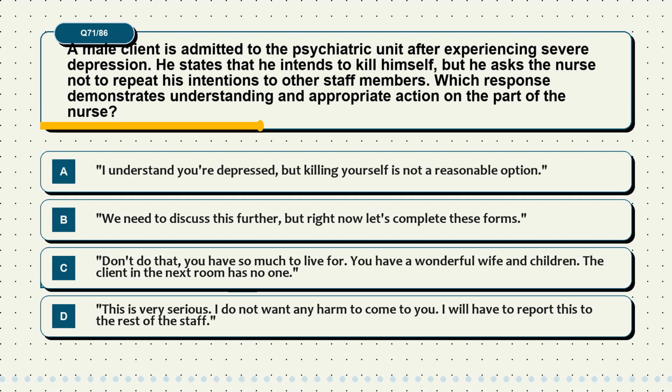Here are the options. Option A, I understand you're depressed, but killing yourself is not a reasonable option. Option B, we need to discuss this further, but right now let's complete these forms. Option C, don't do that, you have so much to live for. You have a wonderful wife and children. The client in the next room has no one. Option D, this is very serious. I do not want any harm to come to you. I will have to report this to the rest of the staff.